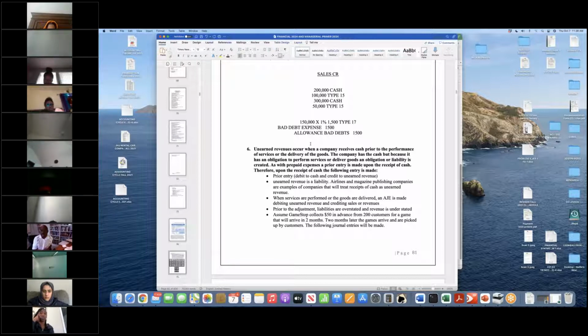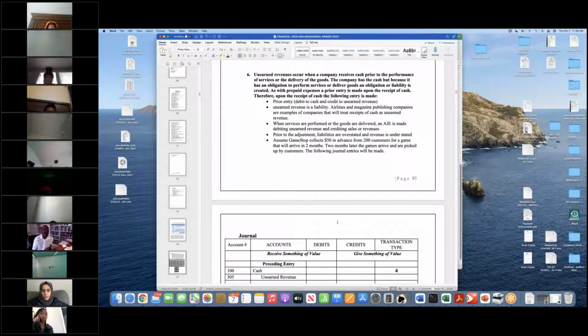A game is coming out with limited edition, so assume GameStop collects $50 in advance from 200 customers for a game that will arrive in 2 months. People got to have this game. It's only 200 coming to the store. The people pay in advance. GameStop's very happy. So GameStop is going to make an entry. What's 50 times 200? Is that 10,000?